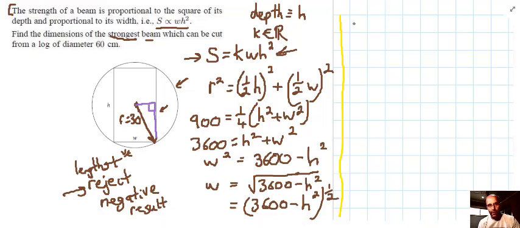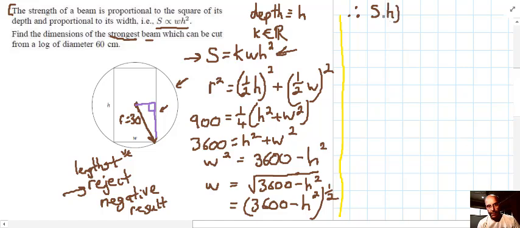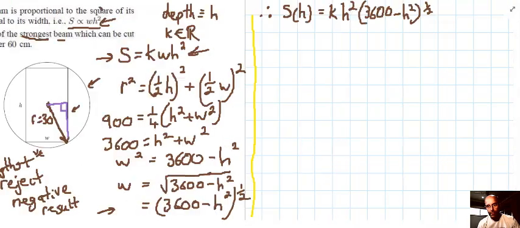So just putting a little column here just to organize our work. It's continuing up the top here, so updating our expression for S. Now I can call that S of H, so strength as a function of the depth, or H, the height, whatever you want to call it, because this is where we've eliminated W. It's got K, which is a constant, remember, and instead of W we can write that result down here, 3600, etc. I'm going to put in the existing H squared there first, so it's a bit easier that way. KH squared times 3600 minus H squared, all to the power 1/2.